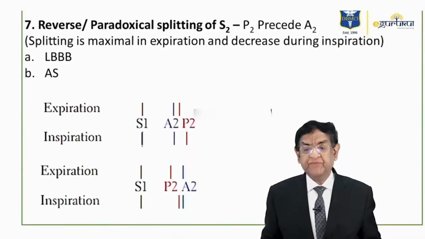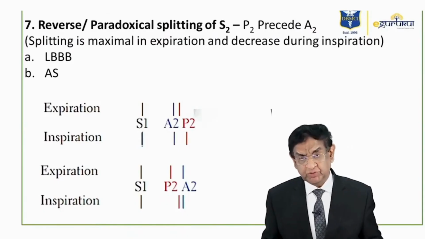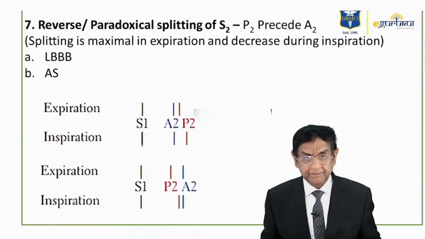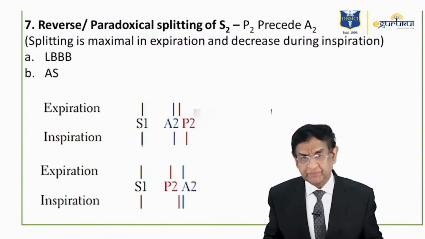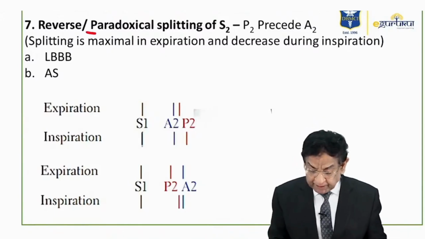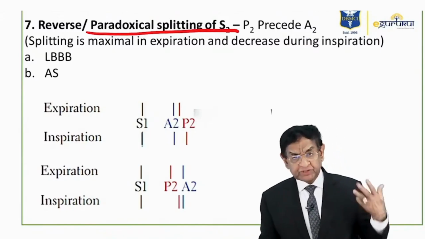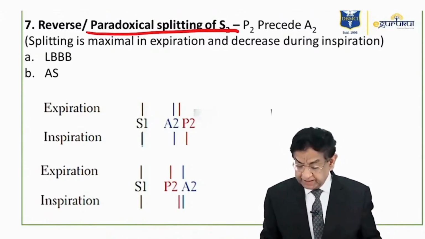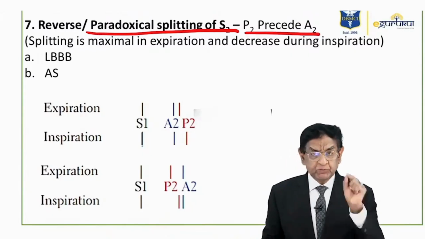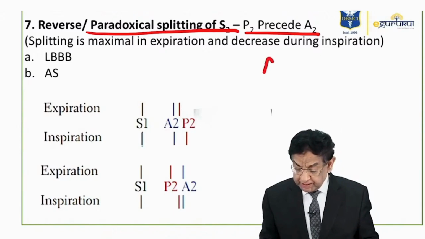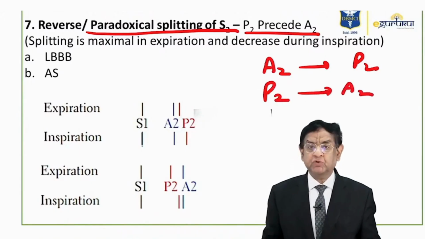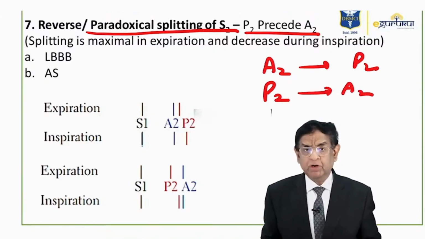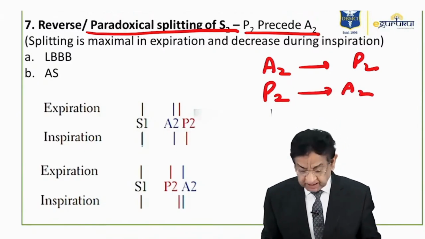Reverse splitting is a very commonly asked question throughout the world in all the exams. Very, very important. P2 is important clinically. This is important from the exam point of view. Reverse splitting, so-called paradoxical splitting of S2. First of all, we should know what is the meaning. P2 precedes A2. P2 comes first. Normally A2 comes first and P2 comes later on. Here it is reverse, P2 coming first and A2 coming later. This is so-called reverse or paradoxical splitting of the second sound.